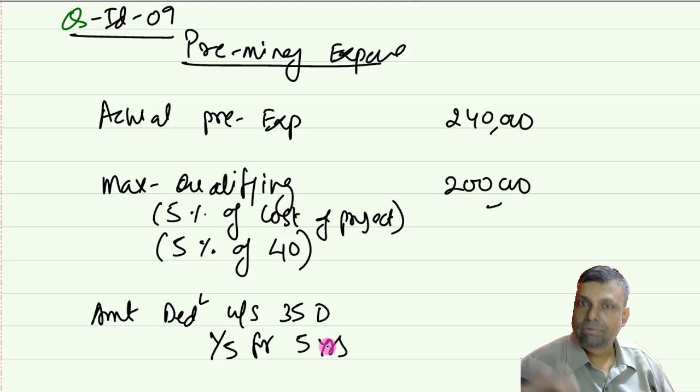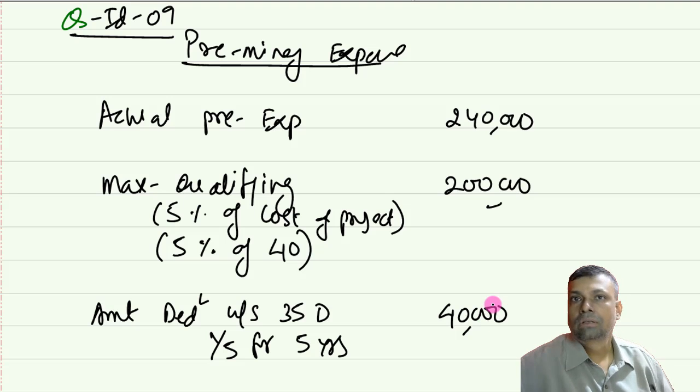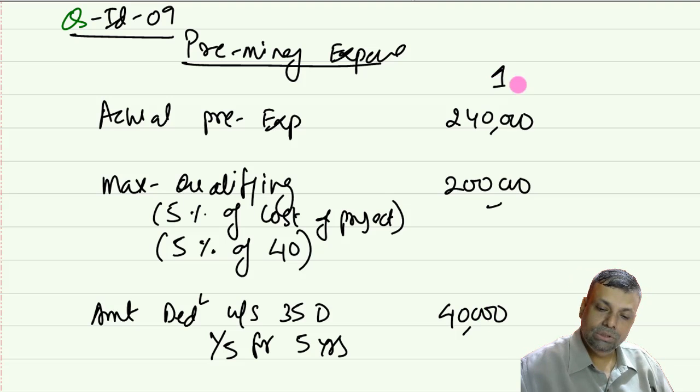That means the year in which you have commenced will be the first year, or the year in which you have done the extension will be the first year, then the next 4 years. Total 5 years, 5 equal installments. So this is going to be your amount of deduction, 40,000. That is situation number 1.